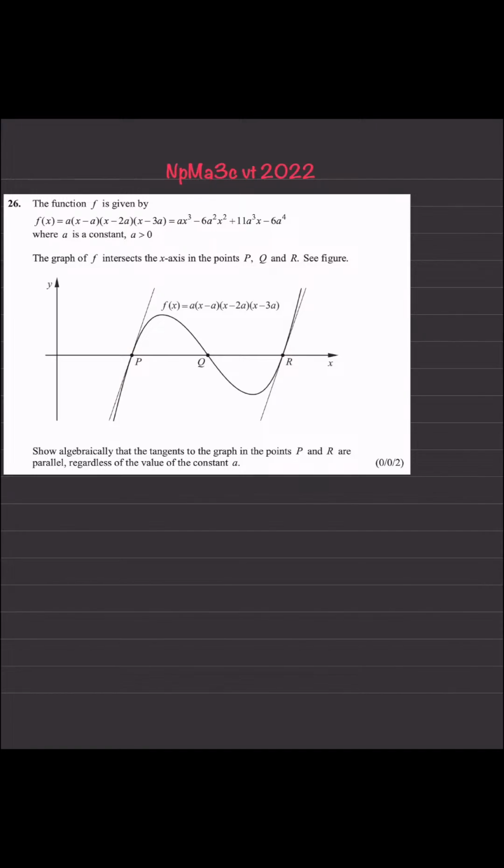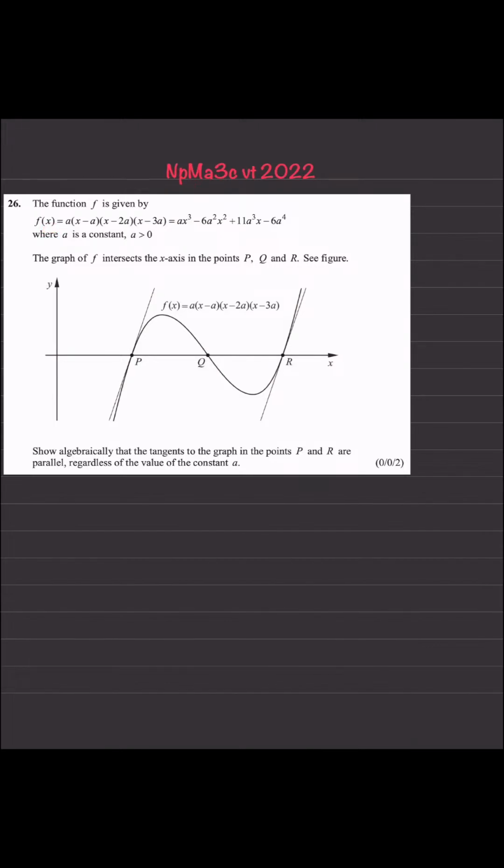So I need to know the x coordinate of this point, which is the tangency point for this tangent line, and I need to find the x coordinate of this point, which is the tangency point for the second tangent line. But because this is the x-axis and these points are intersections between the graph of the function and the x-axis, we know that the x-coordinates of these points are actually the roots of this polynomial function.